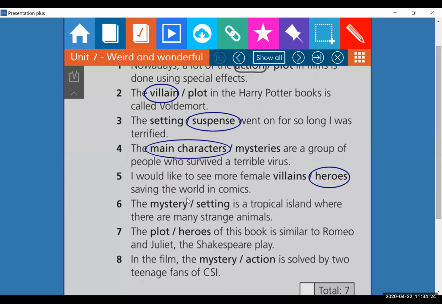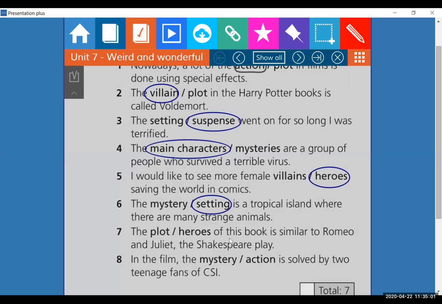And the sixth one: the mystery or setting is a tropical island. Remember, it was place and time where there are many strange animals. Lilian, are you sure that it's mystery? Make sure it's talking about the exact place where there are many strange animals. When you're talking about a book or movie, where it takes place is called setting. It could sometimes be involved with time as well.